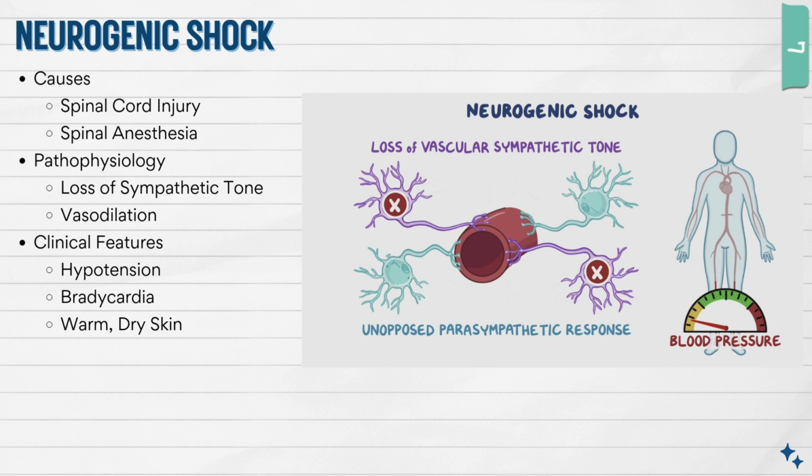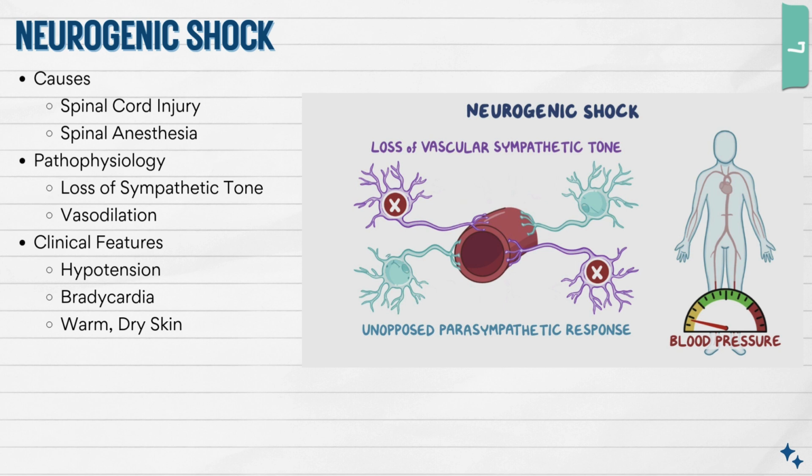So, more on neurogenic shock. Neurogenic shock is unique among all the shocks. Its causes include spinal cord injuries and spinal anesthesia that disrupt the sympathetic nervous system pathways. This disruption leads to a loss of sympathetic tone. Without sympathetic tone, there's massive vasodilation in all your blood vessels, resulting in pooling of the blood in your periphery.